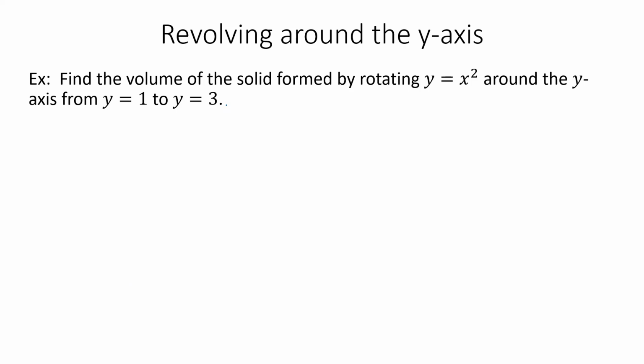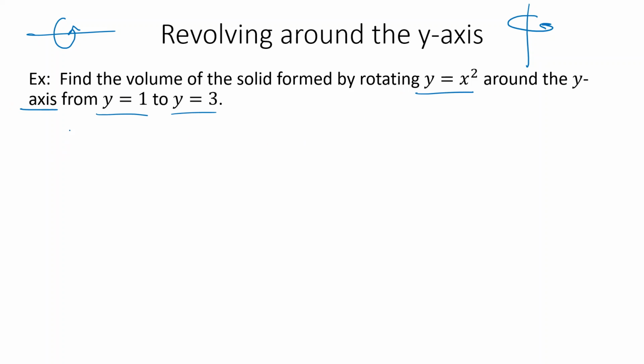All right, next one, revolving around the y-axis. So those were all around the x-axis, or y equals something. Those were all revolving this direction. Now we're going to be revolving that way, around the y-axis. So these were all around x-axis type things. So we want to rotate y equals x squared around the y-axis from 1 to 3.